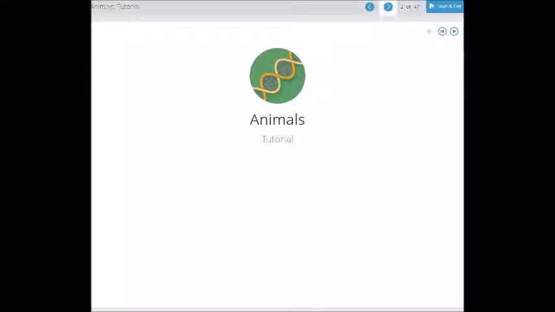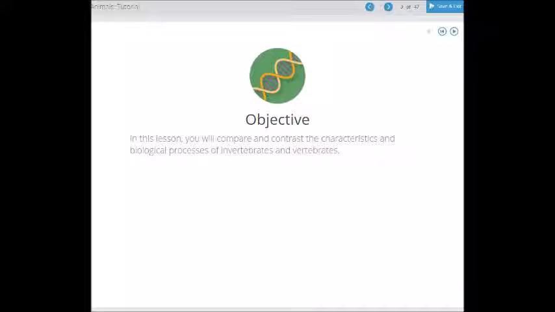I'm going to show you some pictures here in just a second, but I want to cover the objective first. We're going to contrast and compare the characteristics and biological processes of invertebrates and vertebrates. And that's one of the first places I want to start, vertebrates and invertebrates.